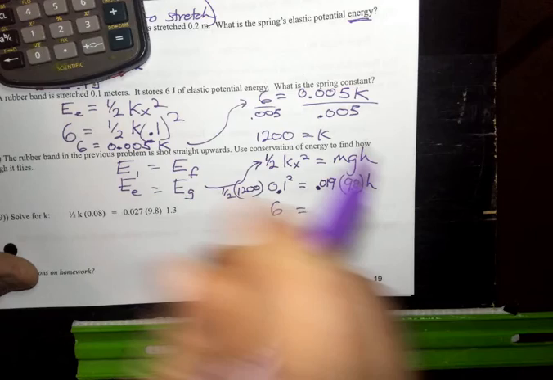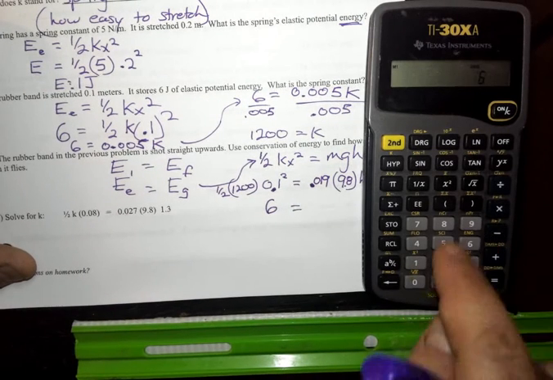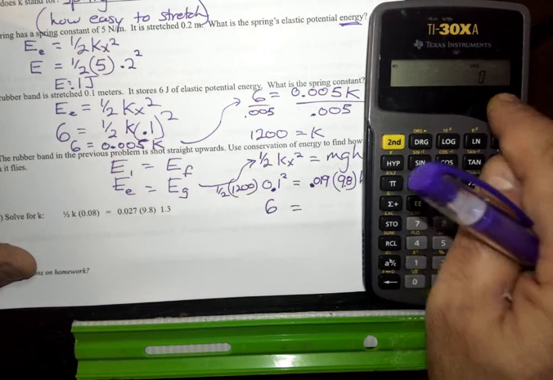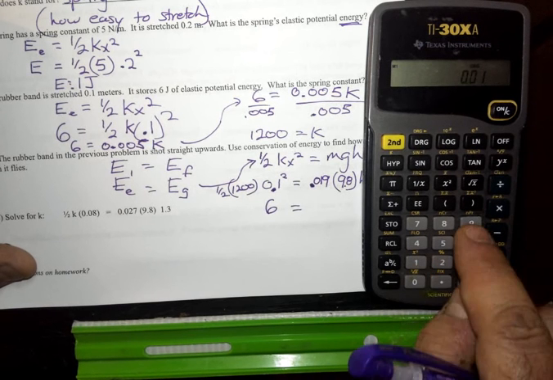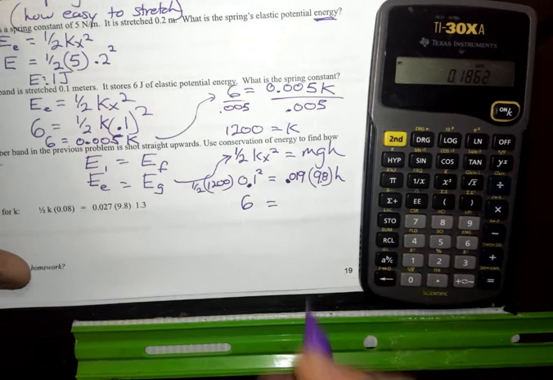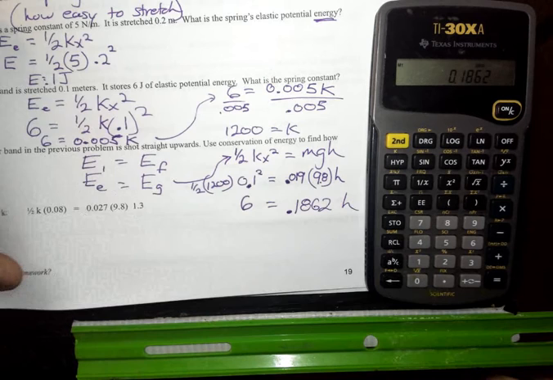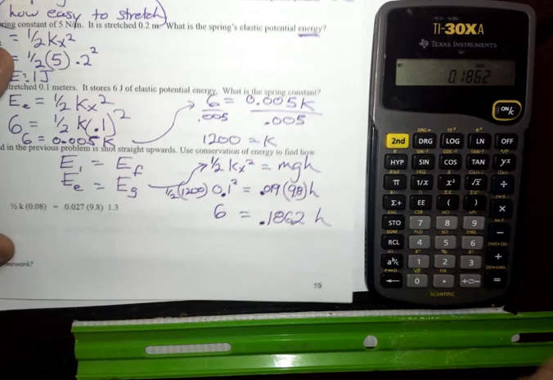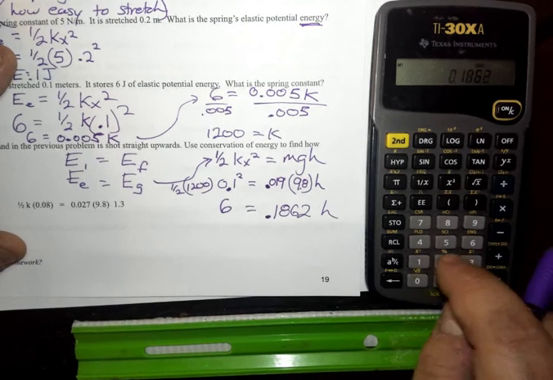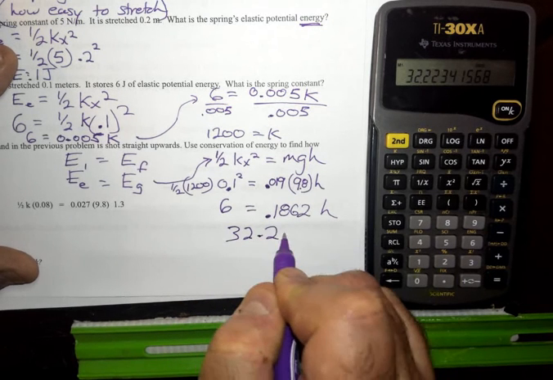On the other side, 0.019 times 9.8. Whoop, I did that wrong. 0.019 times 9.8 equals 0.1862H. Divide both sides by that decimal, and we get 32.2 meters.